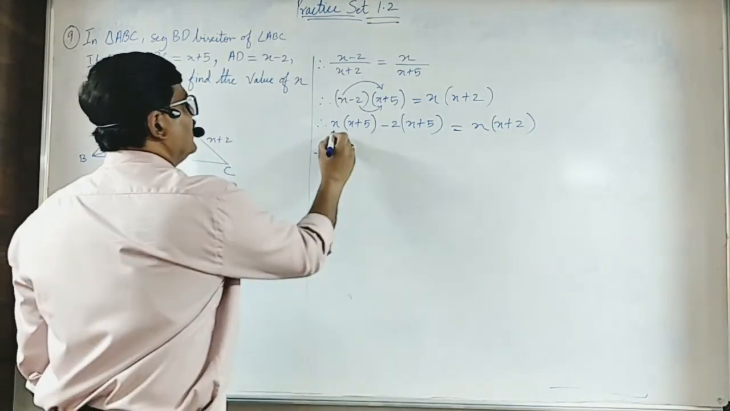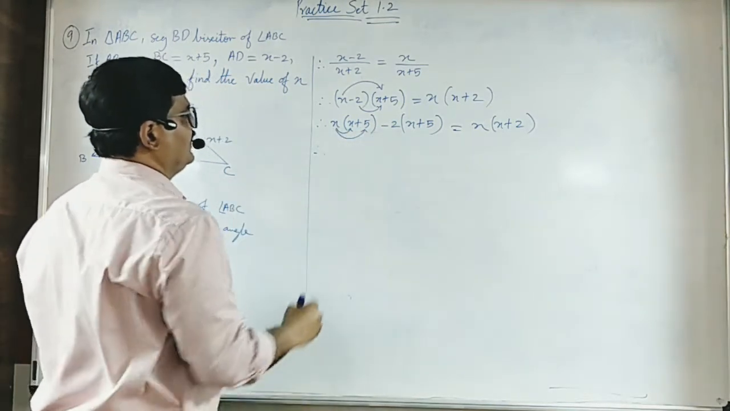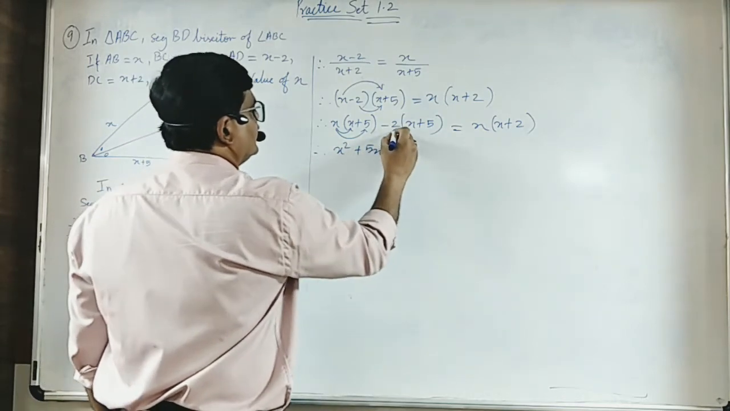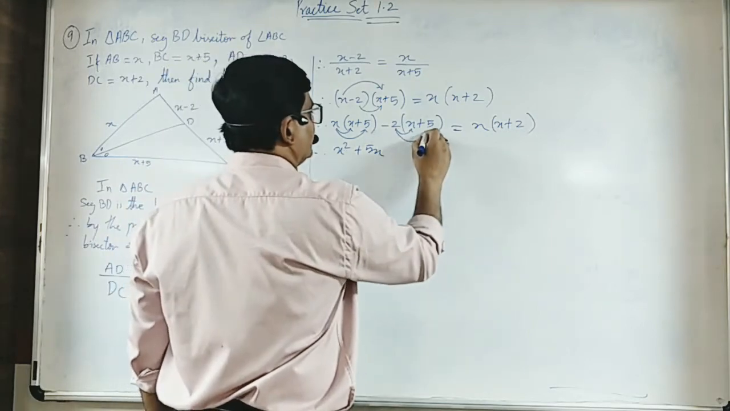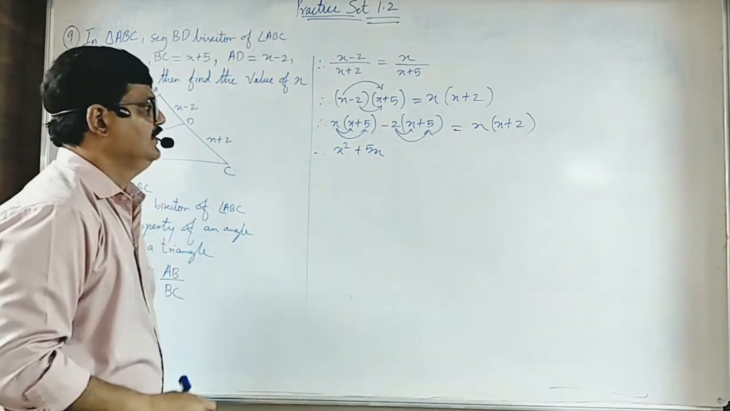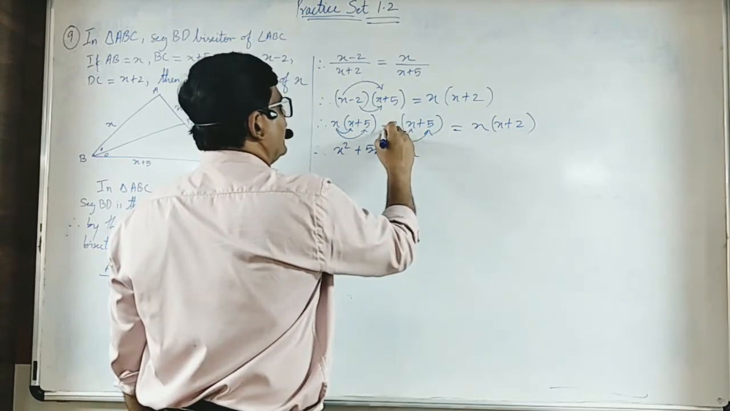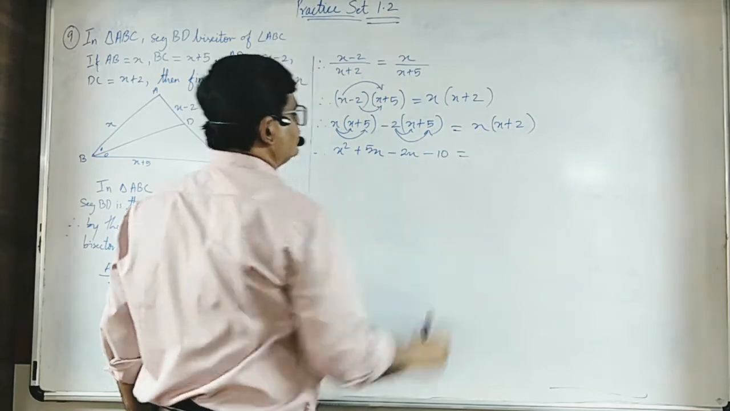Now what will happen over here? This x will go and multiply with this x, and this x will multiply with 5. x into x is what? x square plus 5x. Then this minus 2 will multiply with x, and this minus 2 will also multiply with 5. So this will be minus 2 into x is minus 2x, but minus into plus will become minus, and 2 5s are 10.